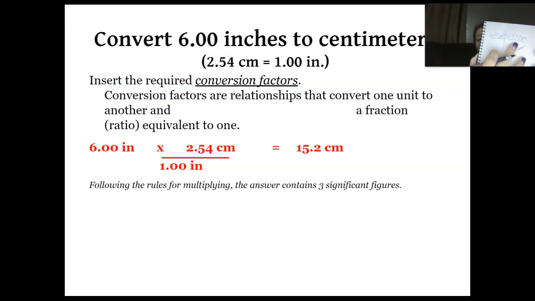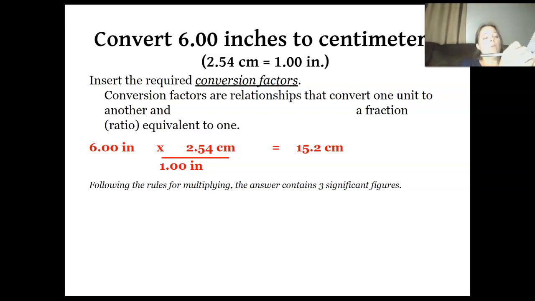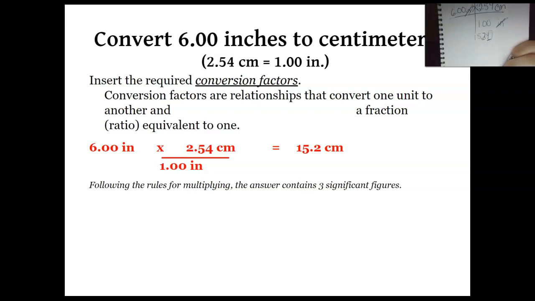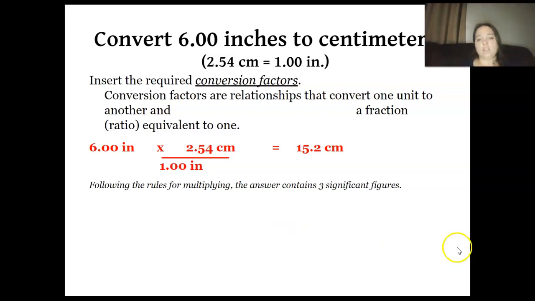So I multiply the top, and when I do that, I get 15.24. But because there are 3 significant figures throughout all of this, and we are multiplying, dividing, I need 3 here. So I'm going to use the rounding. I'm not going to round up, I'm going to stay the same because that 4 is less than 5. It's less than 5, so it's going to stay the same at 15.2 centimeters.